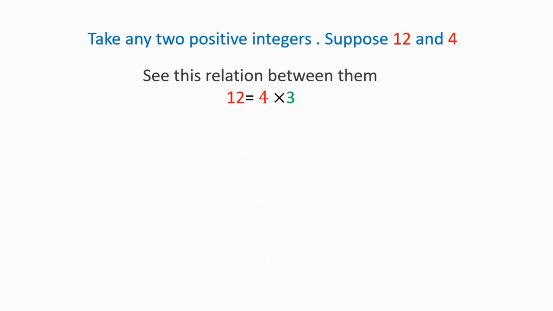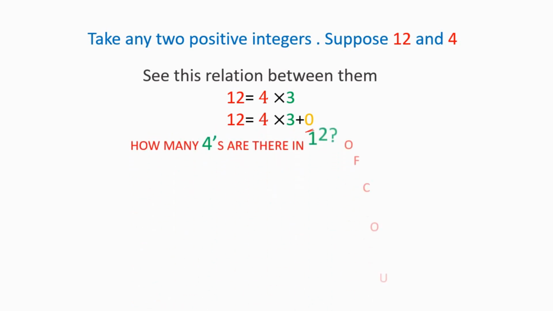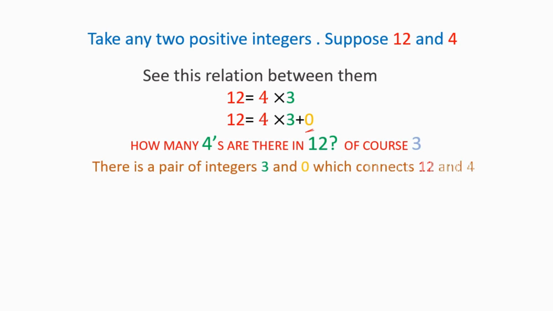Suppose we take any two positive integers, 12 and 4. See this relation: 12 is equal to 3 fours, obviously. So we can write it as 4 into 3 plus 0. 3 fours plus 0, nothing left. So how many 4s are there in this 12? 3 fours are there. Of course 3, right? So there is a pair of integers 3 and 0.